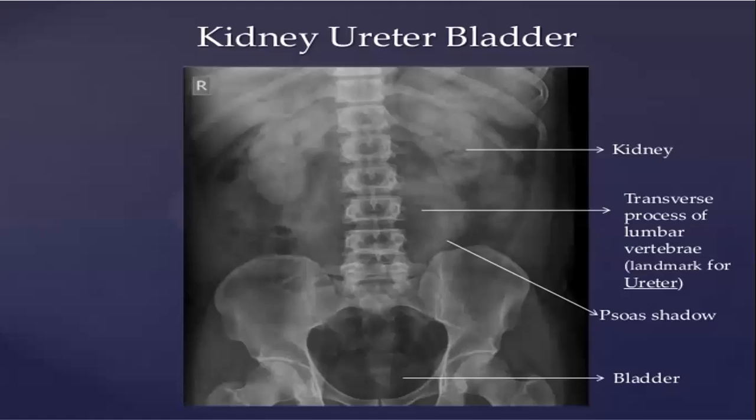Okay, we can here see the X-ray imaging view of the KUB X-ray. Here is the bladder, kidney, transverse process of lumbar vertebra, and psoas shadow. This is the psoas shadow.